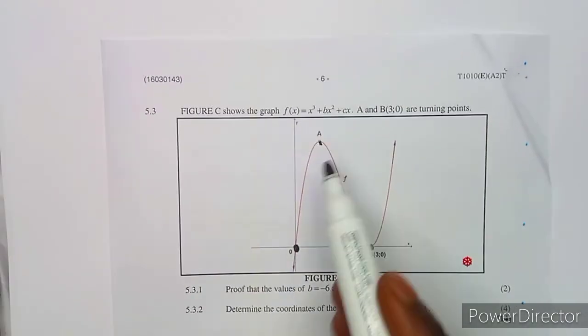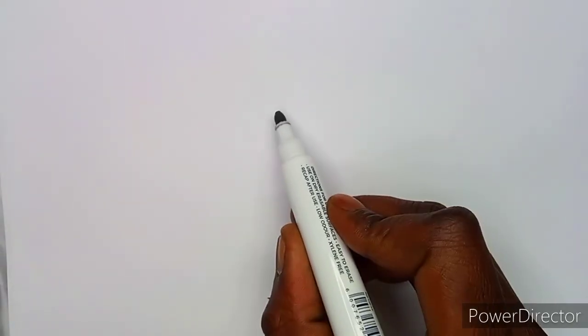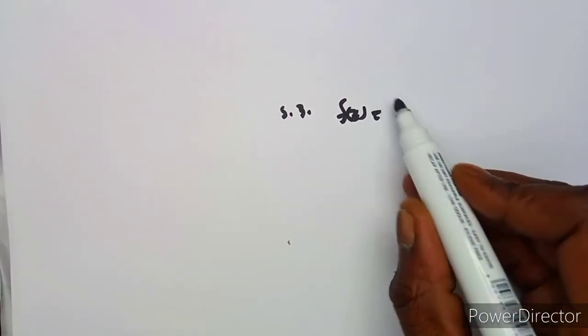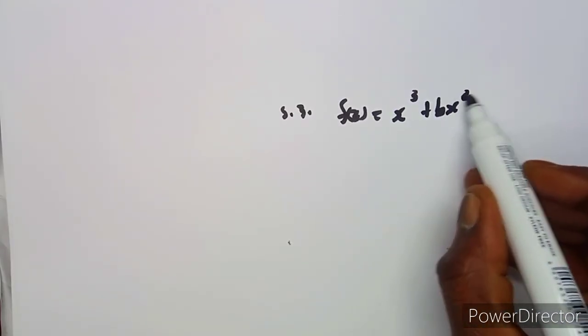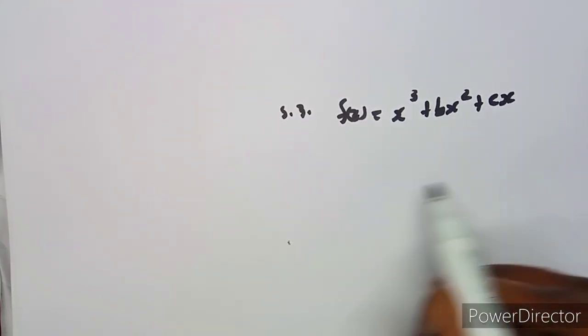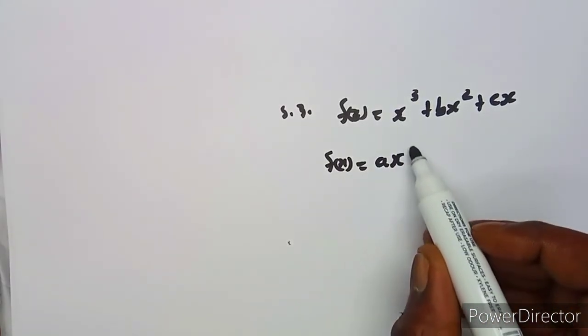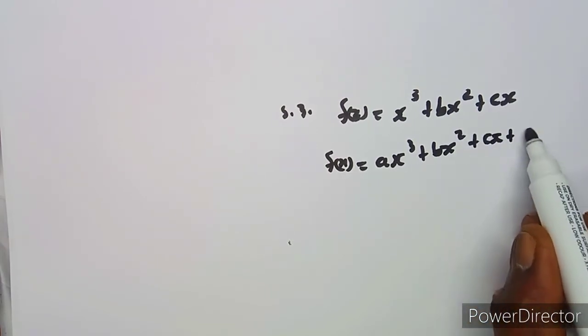All right, so that's what I'm going to use, the solutions here. Remember, this is where you've got your f of x here. All right, so our f of x is given by x cubed here plus bx squared plus cx. Remember, it was supposed to be f of x is equal to ax cubed plus bx squared plus cx plus d, like this.